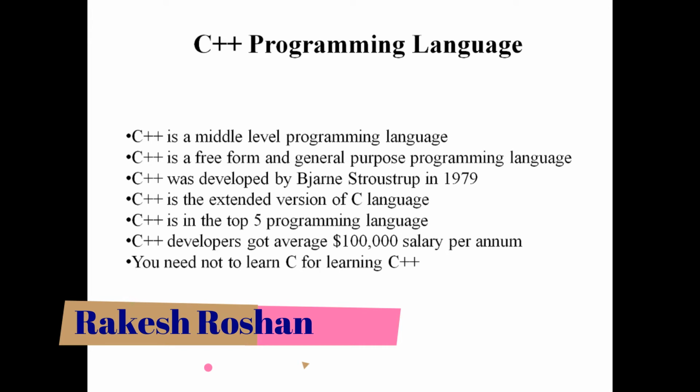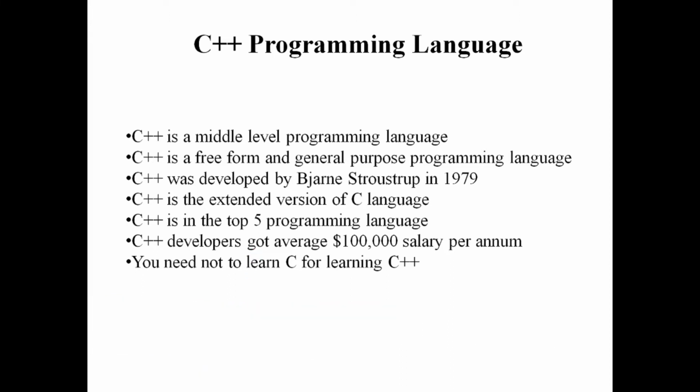First of all, C++ is a middle level programming language. It is a free form and general purpose programming language. C++ was developed by Bjarne Stroustrup in 1979. C++ is the extended version of C language but does not require the knowledge of C for learning C++. That means you can independently learn C++. Now, C++ was in the top 5 programming languages last year by the IEEE, and C++ developers worldwide got an average $1 lakh per annum salary.